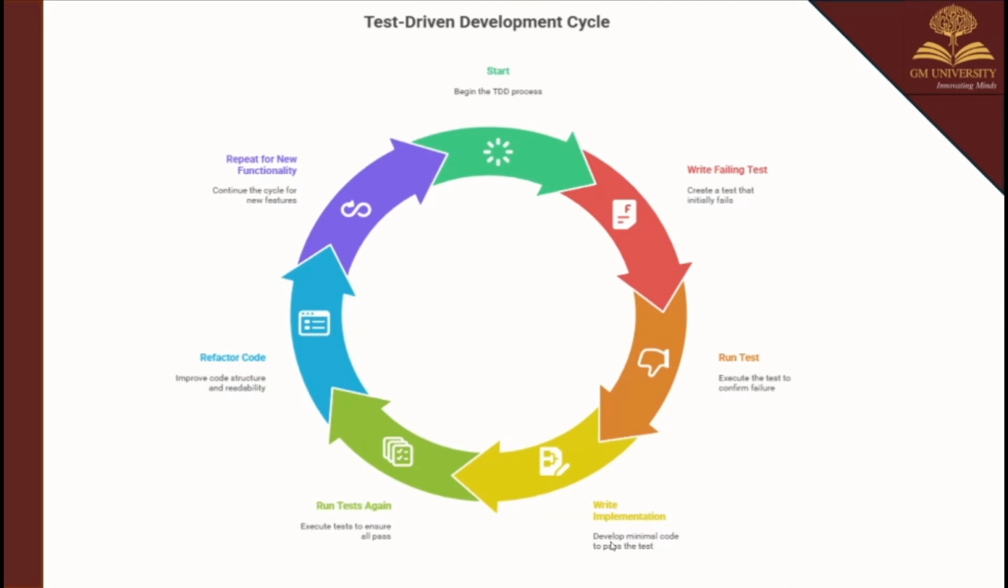Next is developing minimal code to pass the test. After developing, execute the test to ensure all tests pass. This part is known as the green part. After that, improve the code structure and readability without changing the behavior of the code. This is known as refactor. The same cycle repeats for every new feature we add.